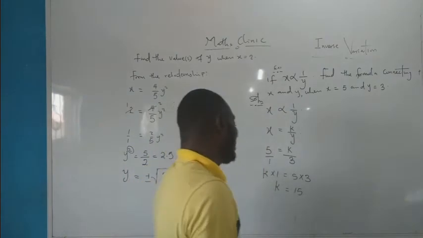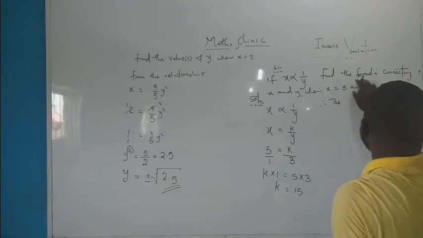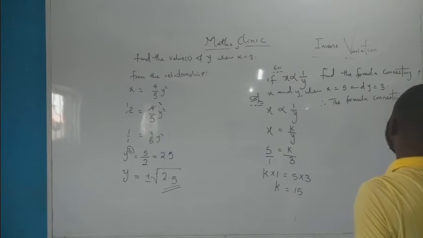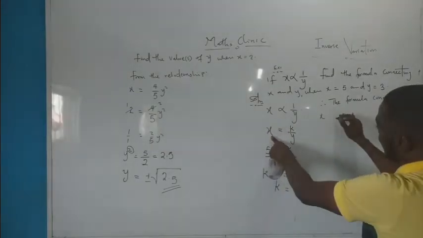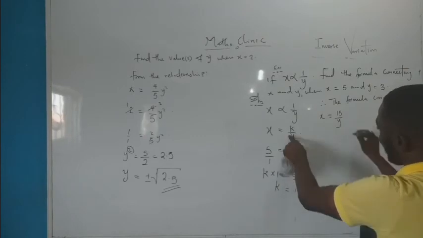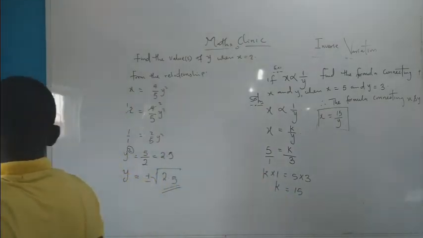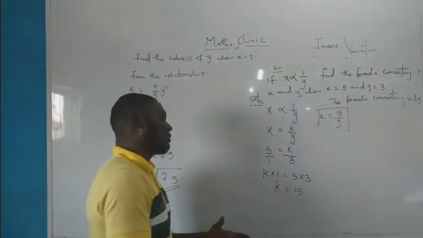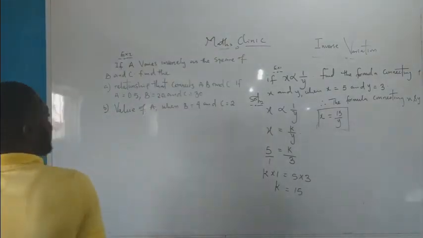Okay? If k equals 15, we can say therefore the formula, or the relationship, connecting x and y will be x equals k, which is 15, over y. Then this is the relationship or the formula that exists or connects x and y. Let's move forward.